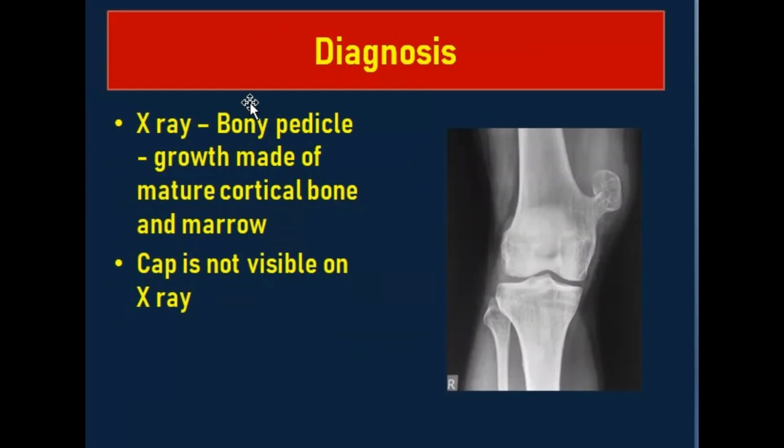How will we diagnose this? By X-ray. So on X-ray, there will be a bony pedicle which is seen, and this bone is made out of mature cortical bone and marrow. So it has bone as well as marrow inside it. But on X-ray, the cap will not be visible, since the cap is cartilaginous.